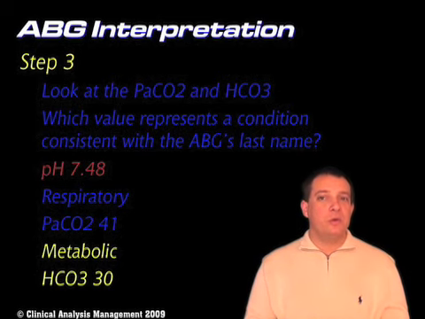So when we look at the respiratory side, the CO2 is 41. Is that acidotic, alkalotic, or normal? We know that that's normal because a normal CO2 is between 35 and 45, so that's sitting in the middle, so that's normal, so that doesn't match.